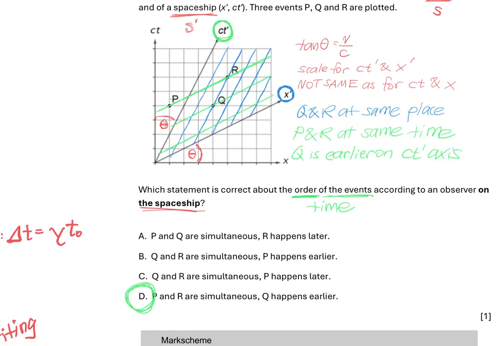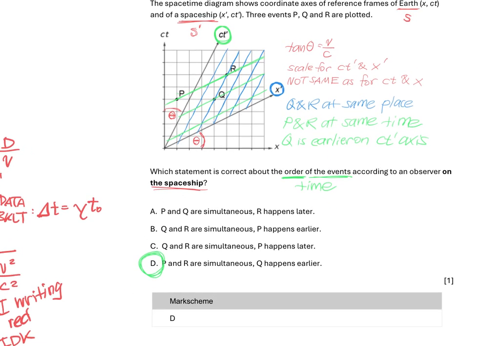Time axis. So looking at the time axis and drawing parallel lines for the time axis to see where events occur, or when events occur, I should say, I can see that P and R are on the same line, so they happen at the same time, and Q is earlier as it hits the time axis, giving us choice D. P and R are simultaneous, but Q happens earlier as viewed from the spaceship.